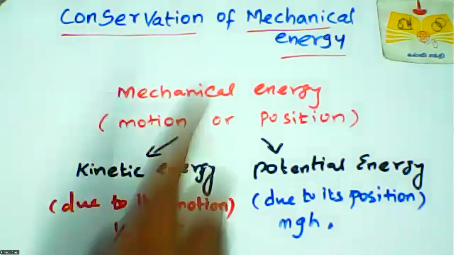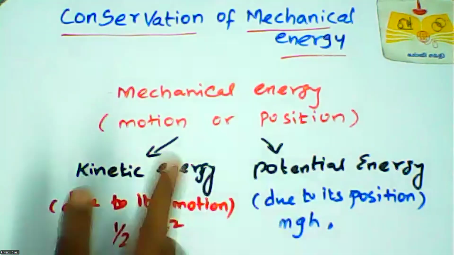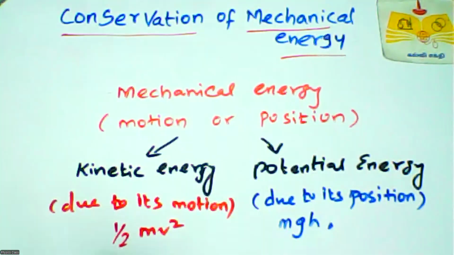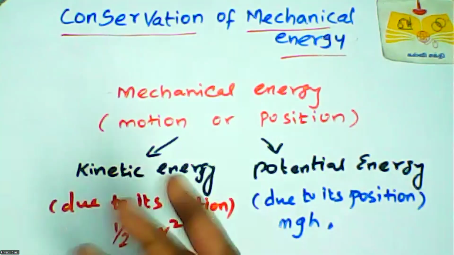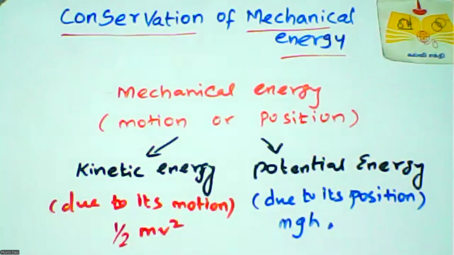So mechanical energy is a summation of these two types of energy. Okay, good. Then next, the law of conservation of mechanical energy. First of all, we have to know what mechanical energy is, and then we have to move into the law of conservation of energy.